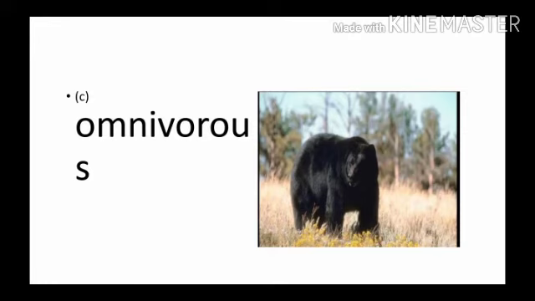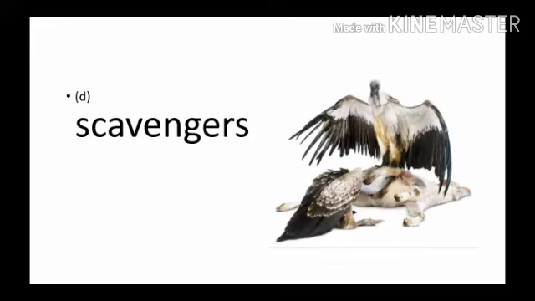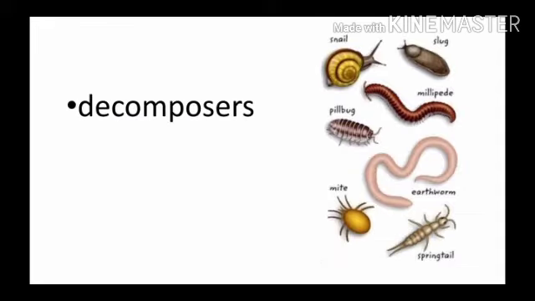Next we see the scavengers. The scavengers obtain their food from dead bodies of animals. For example, vultures and crow, as shown in the figure. Next and the last is decomposers. The decomposers are some microbes which obtain their food by decomposing the dead bodies of organisms or other materials, like snail, slug, earthworm, mite, as shown in the figure.